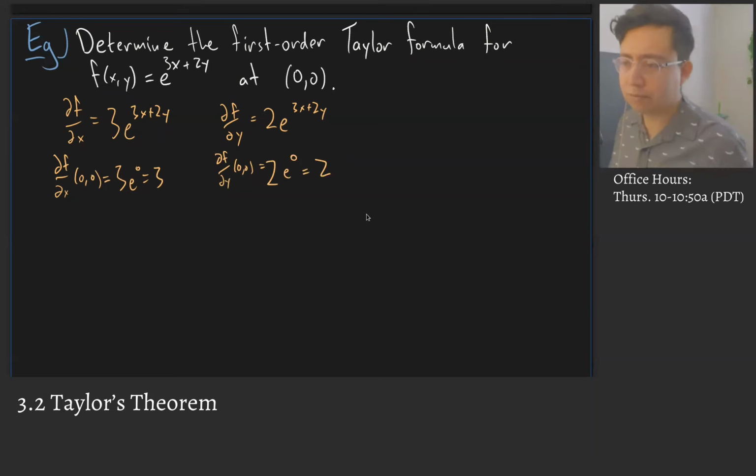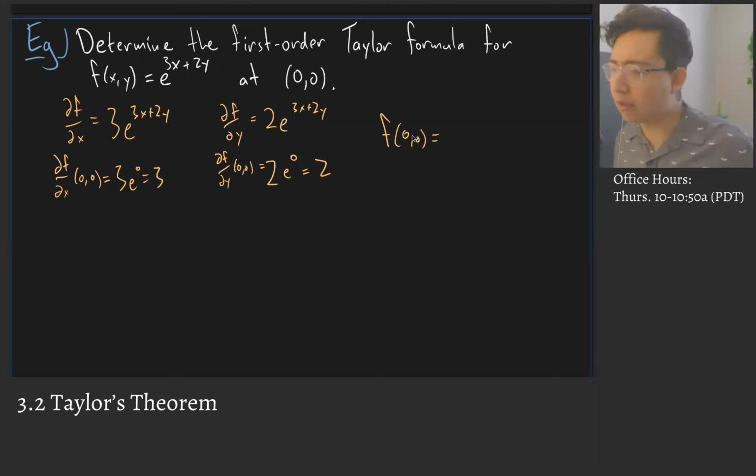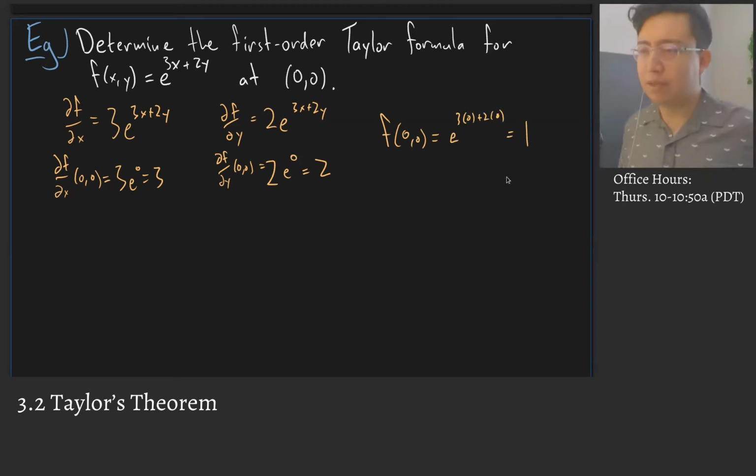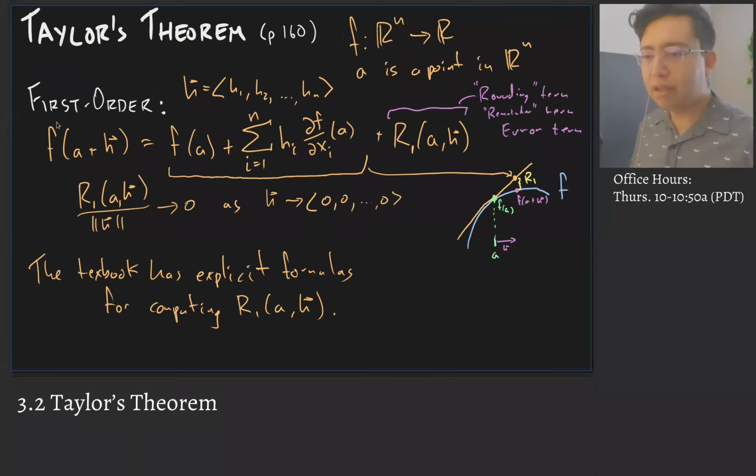And then, like I said, we also need f of a. So this is just me so far gathering all of the information I'm going to need to fill in that formula that we saw on the previous slide. So this is going to be e to the 3 times 0 plus 2 times 0, which is just e to the 0. So that's just 1 here. Okay, so I think with this, we can fill in the remaining stuff here.